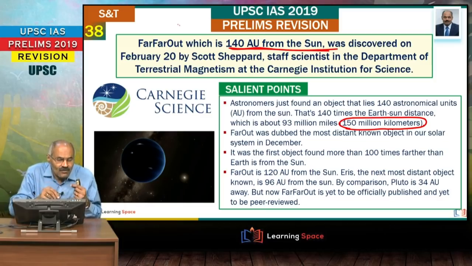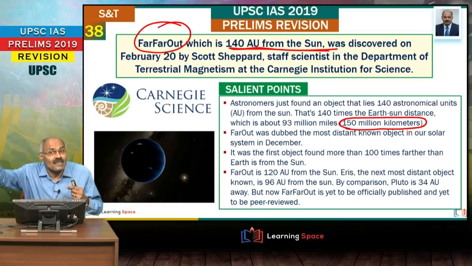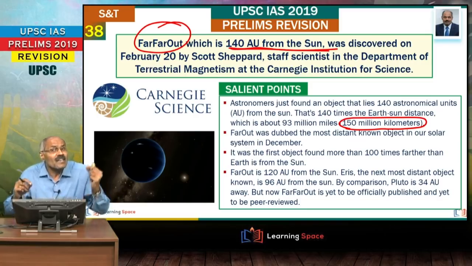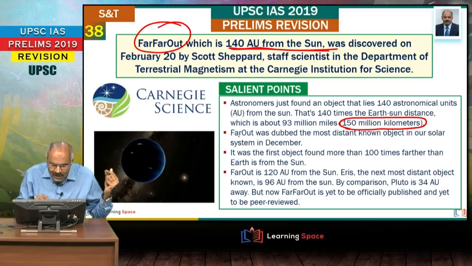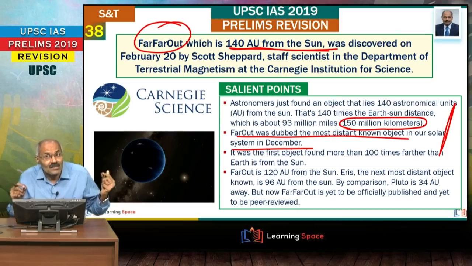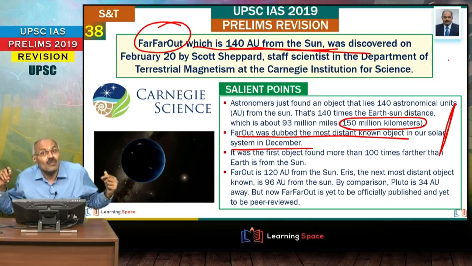That means Far Out is the most distant object in the solar system, which is 140 astronomical units from the Sun. But one important aspect is it is yet to be officially confirmed and yet to be peer reviewed. Prior to this news report, there was one news report that Far Out was the most distant known object in our solar system. This was confirmed in December.